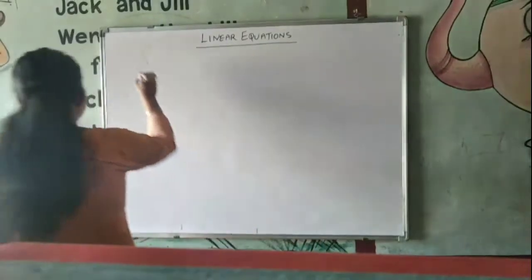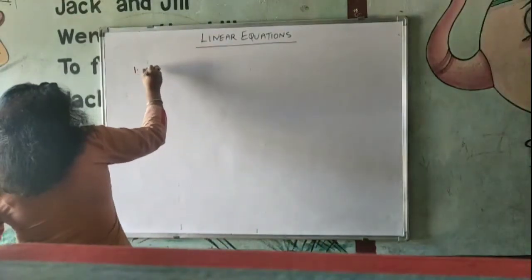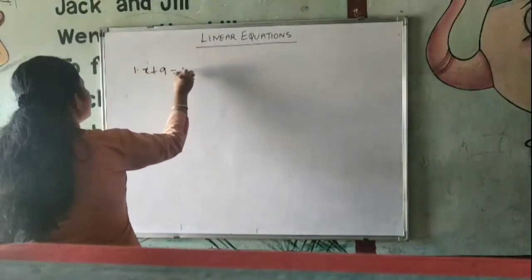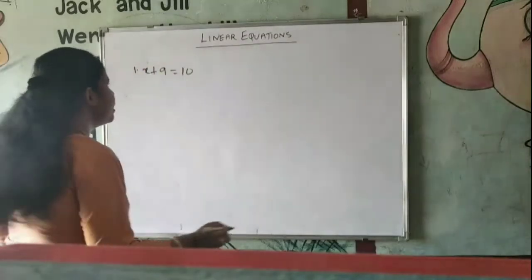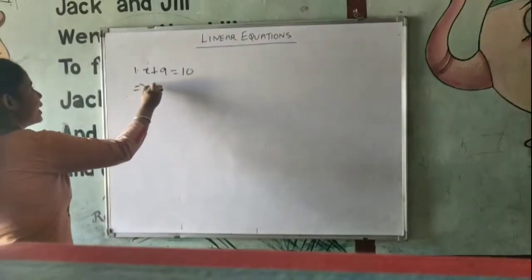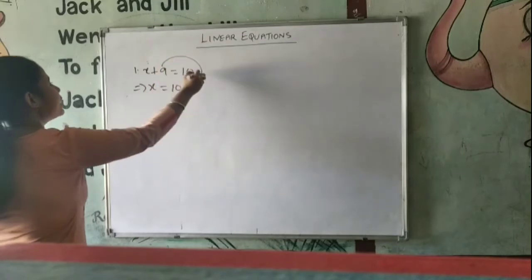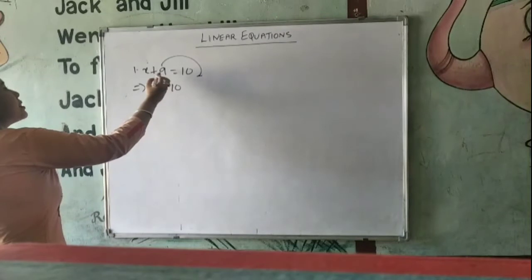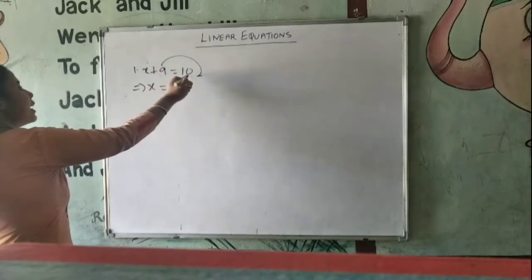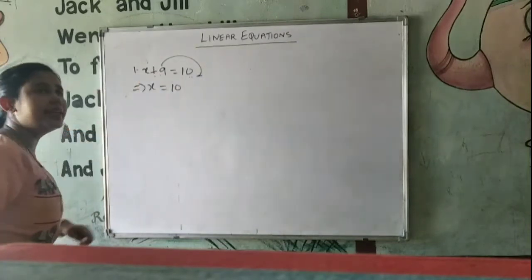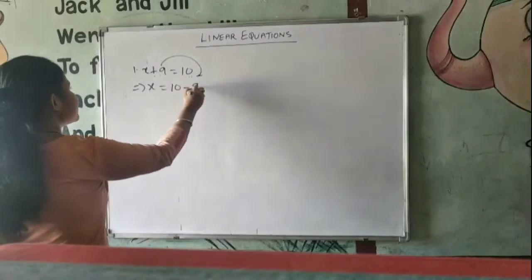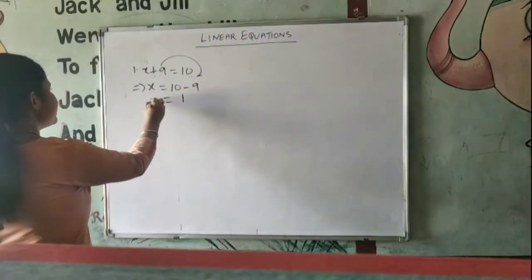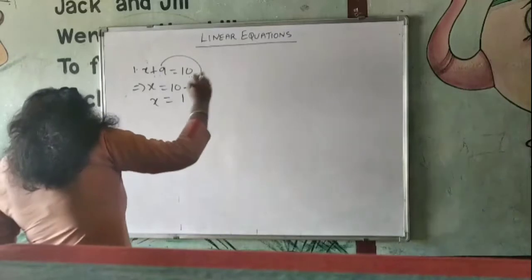So if I have a question like x plus 9 equal to 10, how can you find out the value of x? You will write x, so this 9 will come to the right hand side. When any number is coming from left hand side to right hand side, or from right hand side to left hand side, that is subtracted. 10 minus 9 equal to 1. x is equal to 1.